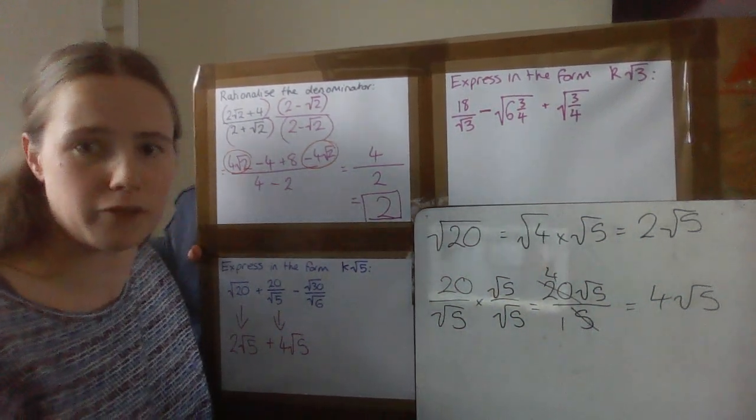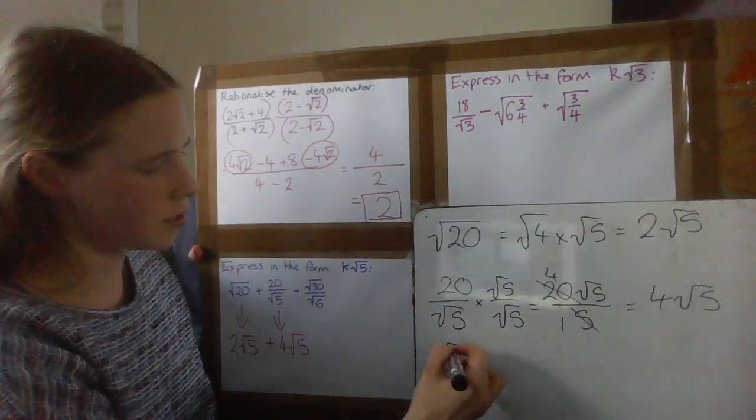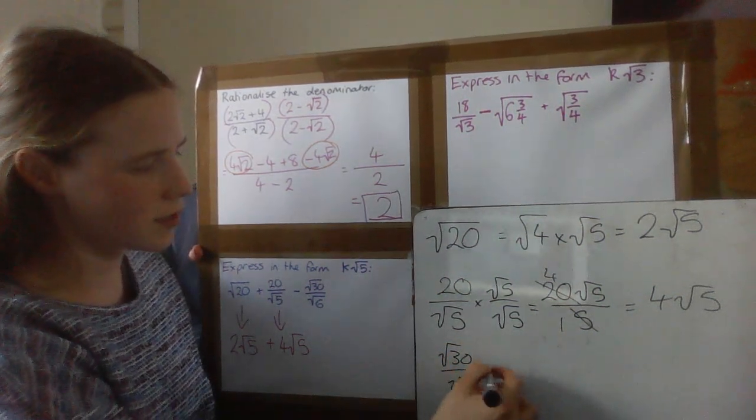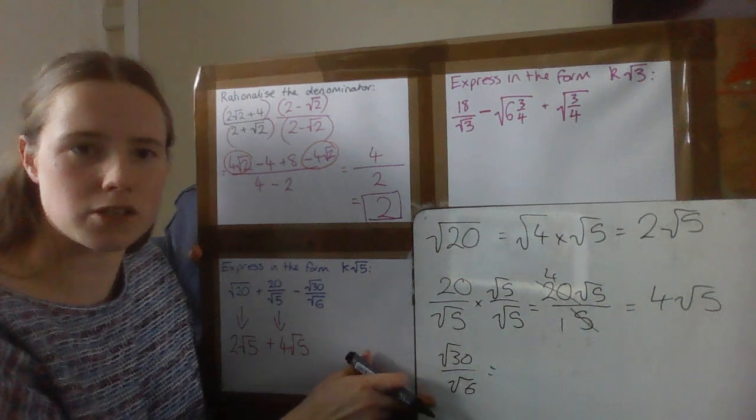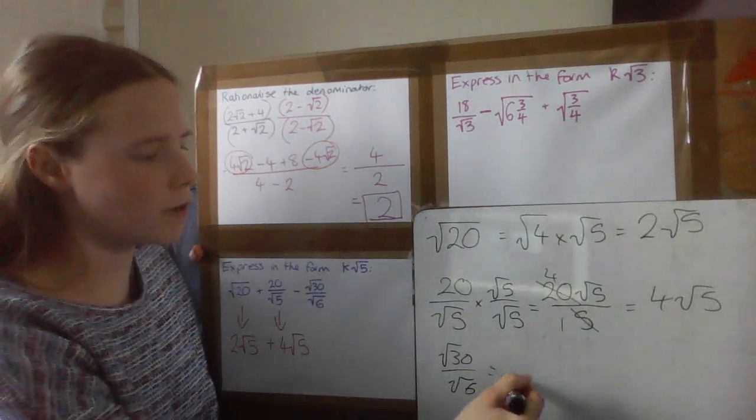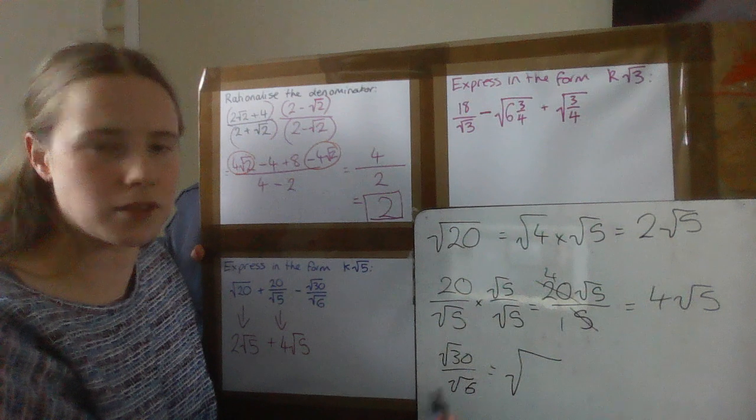And now I just have to do my final third bit. I've got root 30 over root 6. Now, when you have a surd over a surd, a root over a root, you can write it as the square root of the one thing divided by the other.